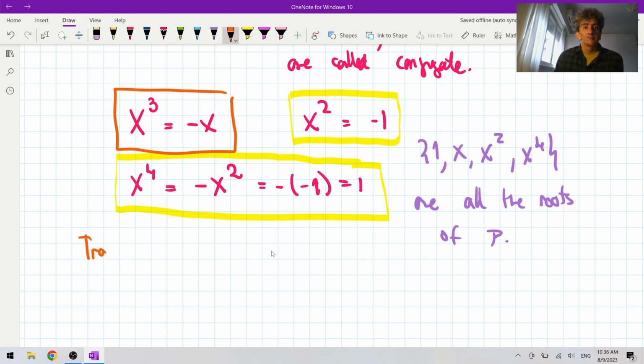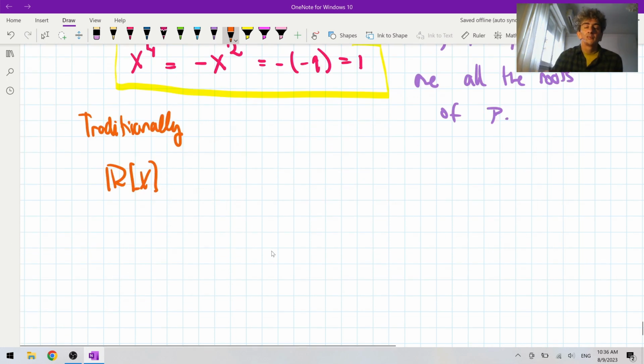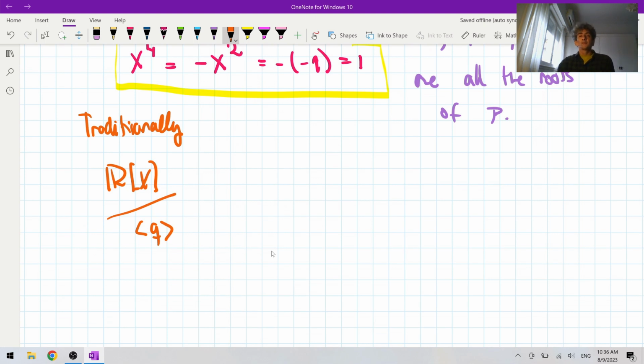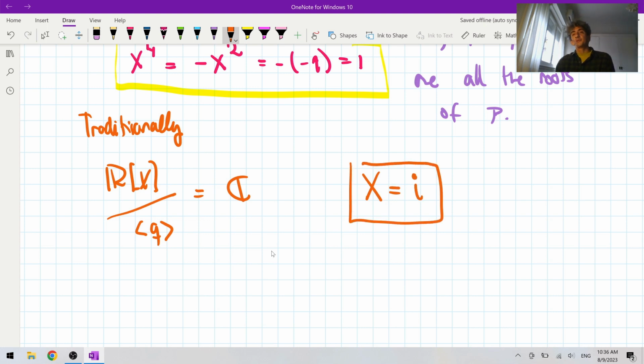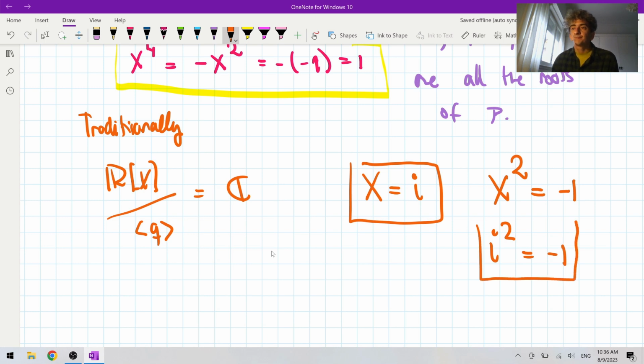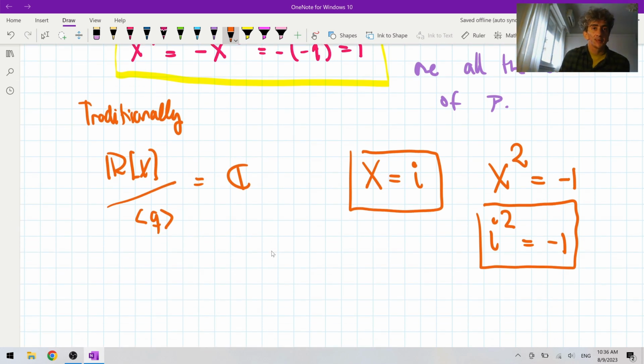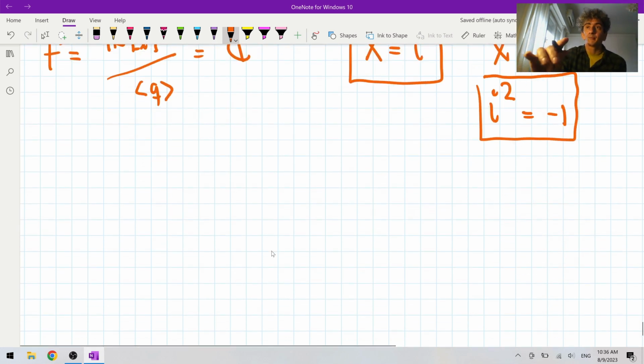Traditionally, R of x, when we take the quotient for considering q, this is called C, and the symbol x will stand with the letter i. This new element has this property that when you square it, you get minus 1. So you can visualize f, the field that we were talking about, as the complex numbers, okay?